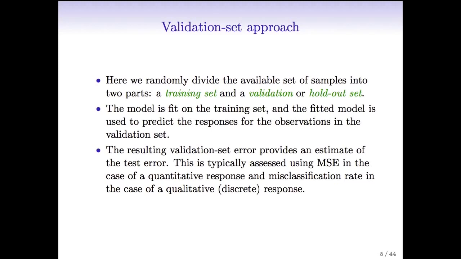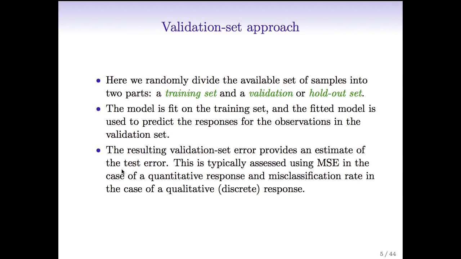So here the simple idea is basically we're going to divide the data into two parts at random, approximately of equal size. We'll call the first part a training set and the second part the validation or holdout set. So the idea is simple. We fit the model on the training half, and then we apply the fitted model to the other half, the validation or holdout set. And we record the error that we get on the holdout set. That error, the validation set error, provides us a good idea of the test error. Well, at least some idea of the test error.